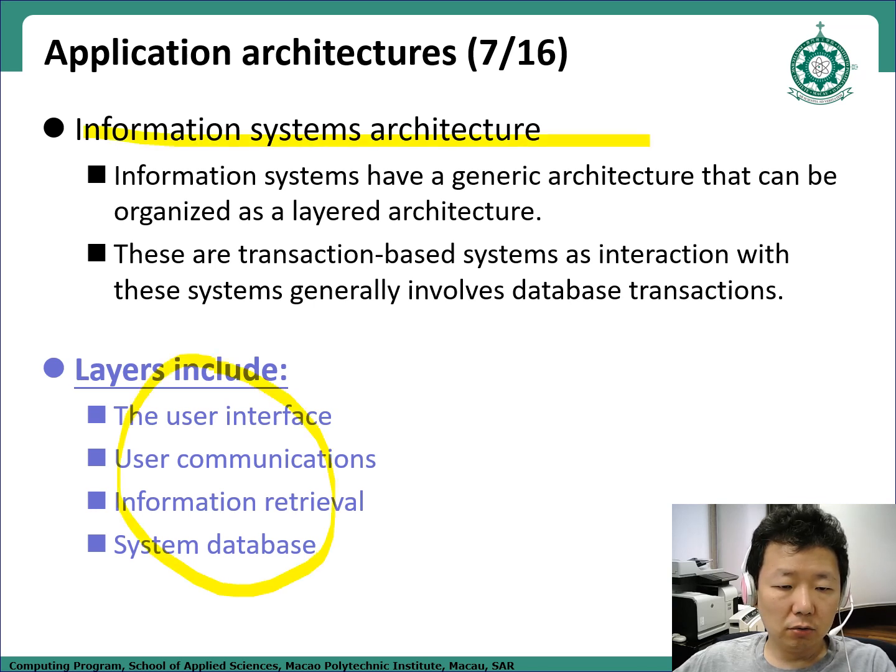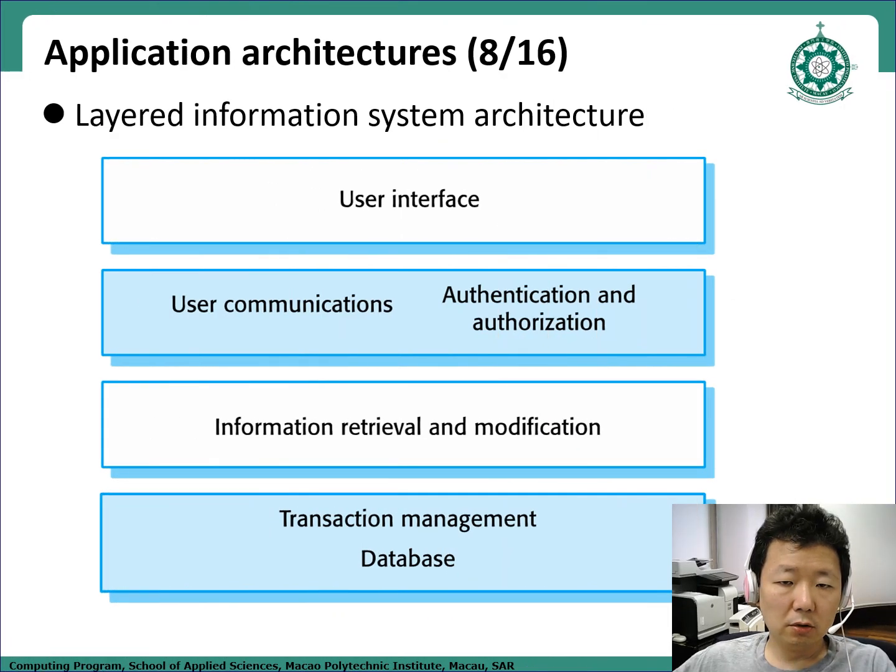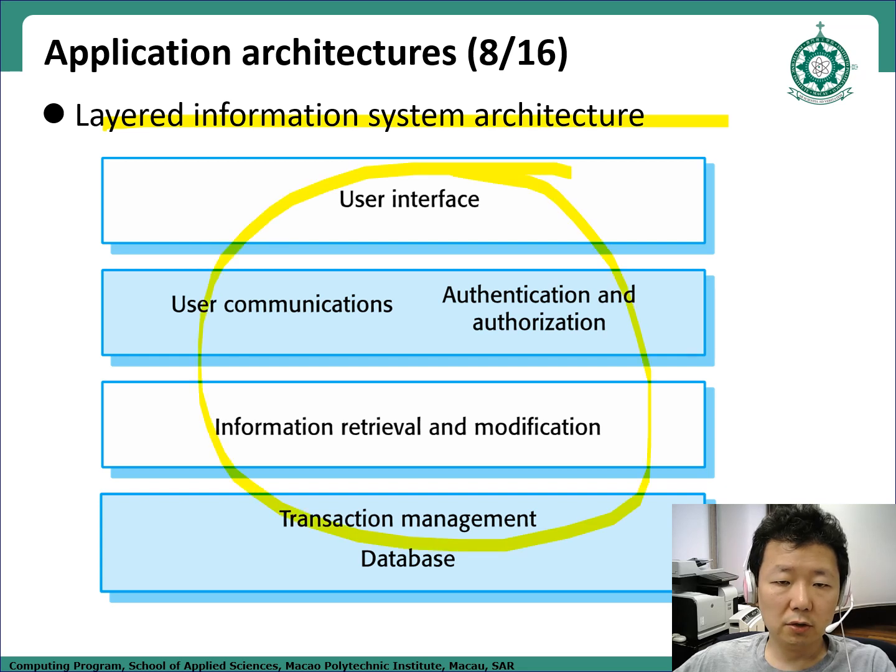So again, you're gonna have several layers, interfaces, communication, information retrieval, the system database. Okay, so for a layered information system architecture, you can have this one. And then again, it's not the absolute diagram, all right? So you may need to redraw it, or make it easier, or make it more complicated. It's up to you how to design or how to draw your system.